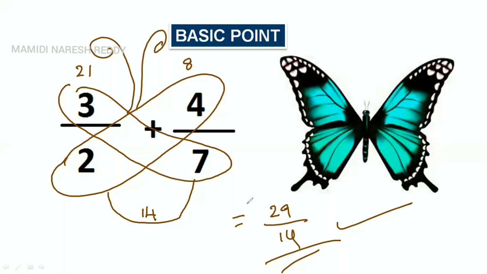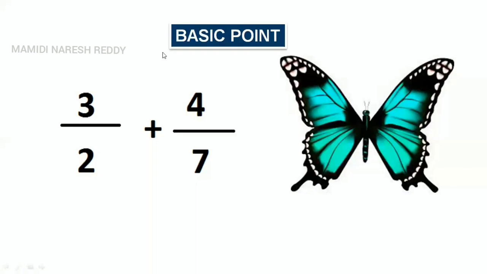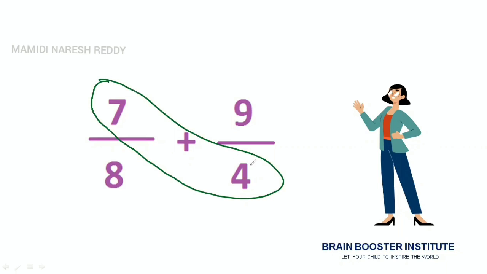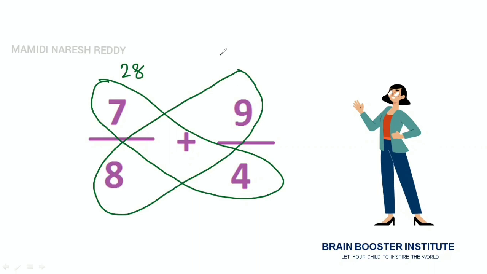I hope you understood this step. To help you understand better, let us take one more example in this butterfly method, my dear friends: 7 by 8 plus 9 by 4. Very simple. Step one, let us multiply these two, 7 4s are 28. I'm writing it. Next, cross multiplication, my friends, don't forget: 8 9s are 72. Step two we have completed.